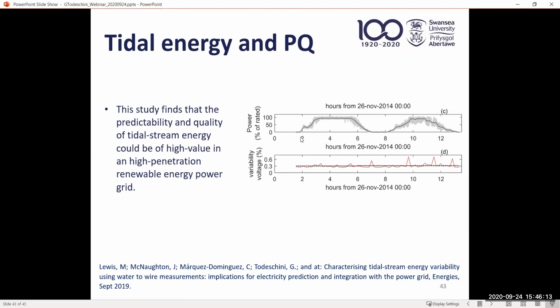The top graph shows variation of power, and you can see this is a very typical profile for a tidal turbine. You can see that the generation takes place when the tides are growing or when the tides are decreasing. And then you have a gap in between.